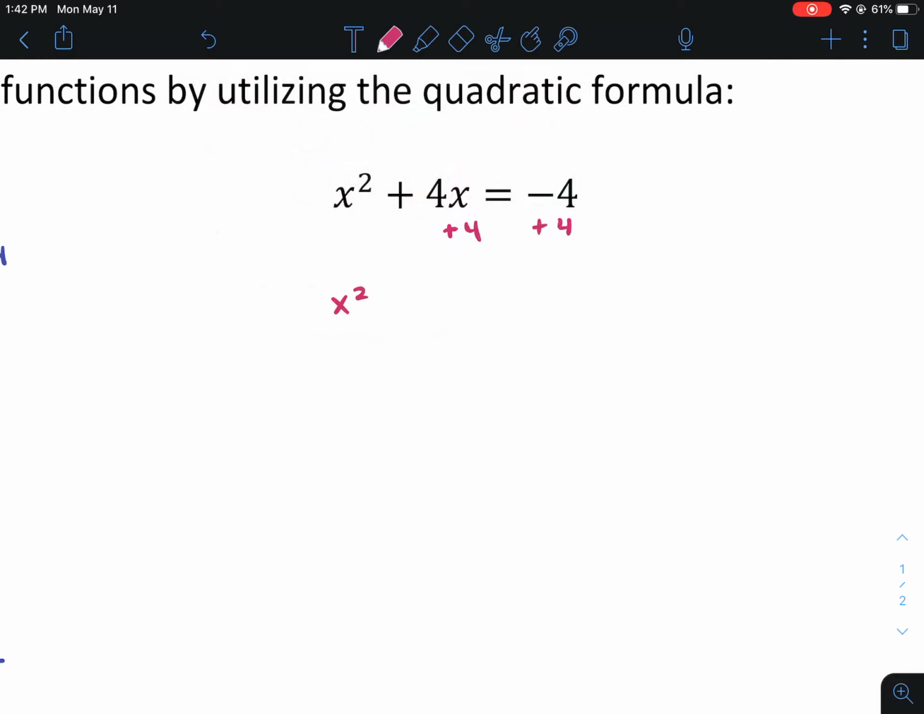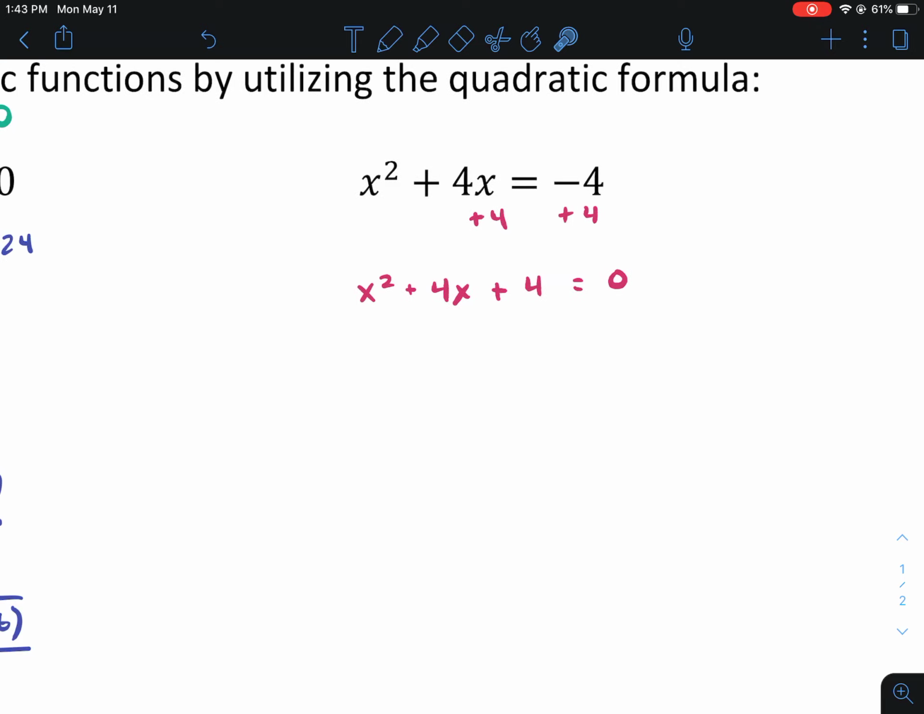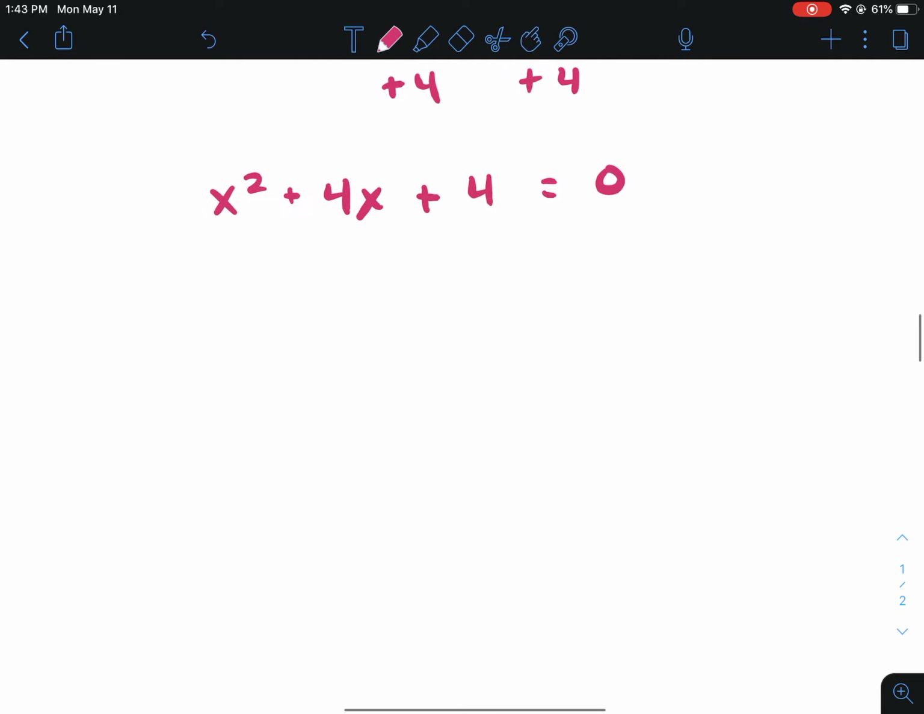To get it where it's equal to 0, okay? So, real quick, this is a perfect square, right? And so some of you guys might be ahead of me and see that this is x plus 2 squared, that you can solve by factoring as well. But I just want to illustrate the quadratic formula again.